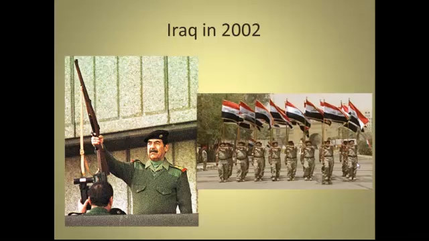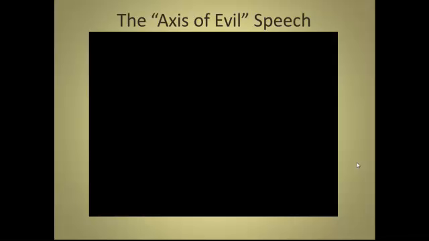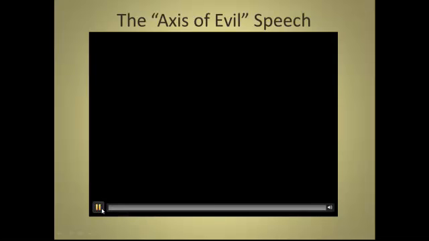So as you can see, there's a lot of connections between the Gulf War and then the Second Iraq War. So let's fast forward to the country of Iraq in 2002. Saddam Hussein was still in power with his military dictatorship, because the United States, as part of the Gulf War, had not removed him from power. In 2002, George W. Bush gave the State of the Union address to the country. In it, he identified the axis of evil.